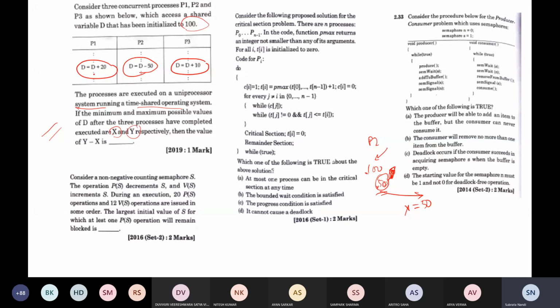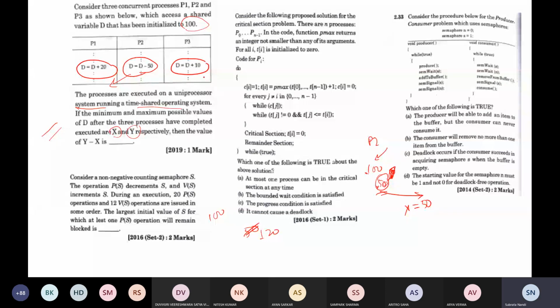So the thing is, you can consider that this is done first. P1 and P2 read the value. So P2 writes also, P2 writes 50, and then P1 writes. Both read the same value 100. P2 wrote it as 50, but P1 will overwrite 120 on it, right?